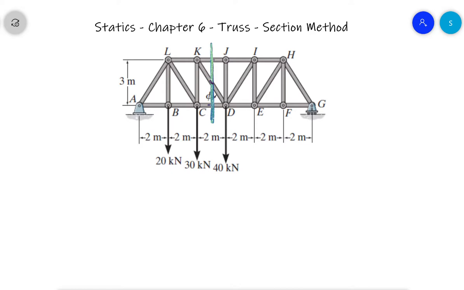Okay, can you say something? No, let me make it in red. Okay, so we will cut there, because the question is to find KG, KD, and CD.